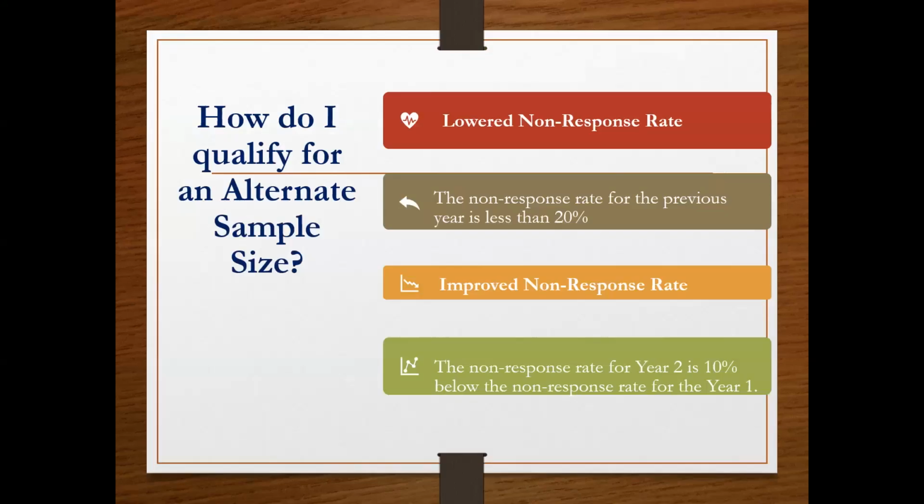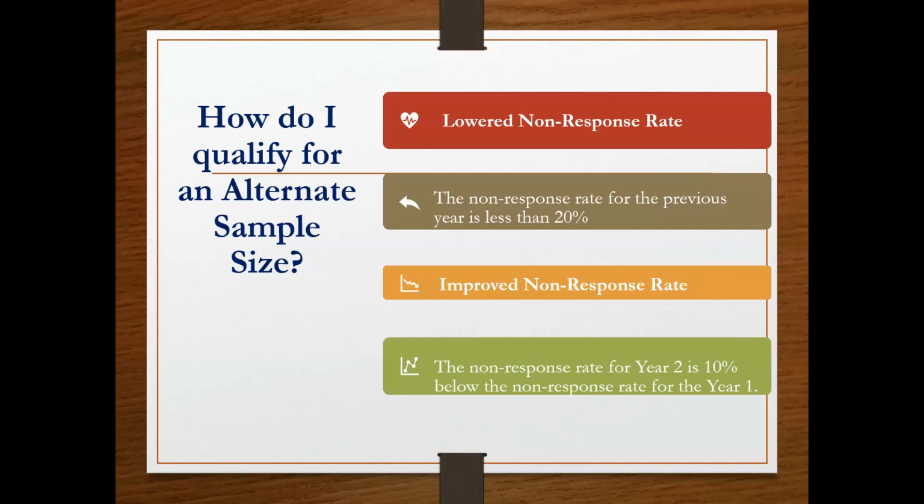So you may ask, how do I qualify for an alternate sample size? To be able to use the alternate sample size, the SFA must have either lowered or improved their non-response rate, and we're looking at the previous year. For example, a non-response rate from the preceding school year of less than 20%. If you have 10 applications and 8 responded, then 20% is your non-response rate.